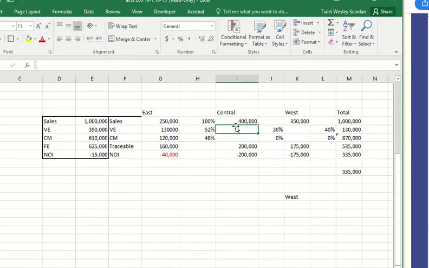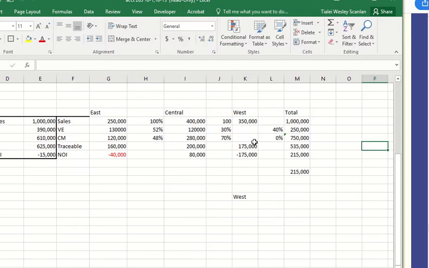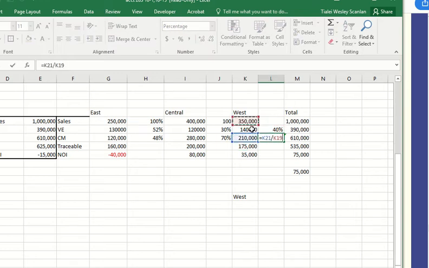Let's move on to Central. 30% here. I know if this is 30%, this must be 70%, because 100% minus 30% will give me 70%. And Central looks like it's doing fine with their fixed expenses that are traceable to Central. Just a check figure, yep, that looks fine. And West seems like they're doing okay as well. We could sum these all up, and I already have this.